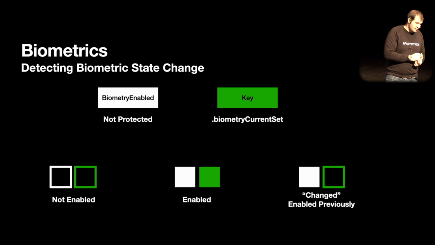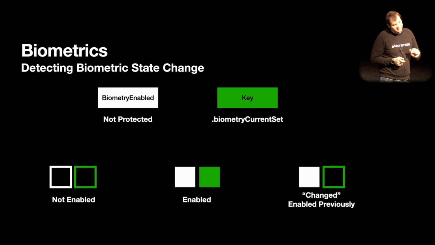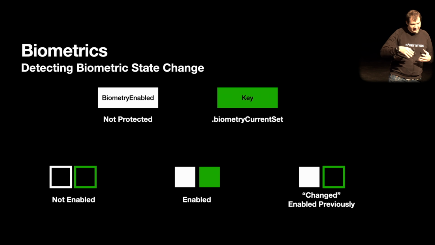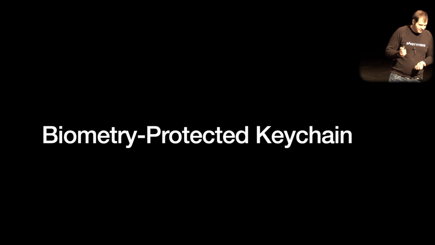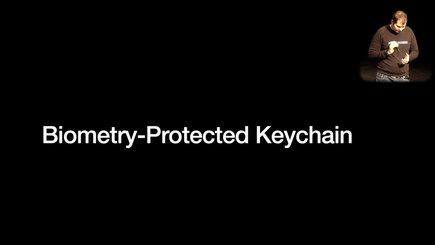That means when the actual key will be absent, but the flag will be present that the user earlier has enabled the choice to go with the biometric authentication. It's just right now you cannot use the key and you need to request it again from the user to continue using the biometric authentication. Good. And that was biometrically protected keychain.